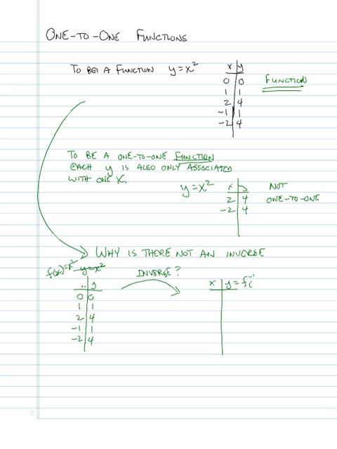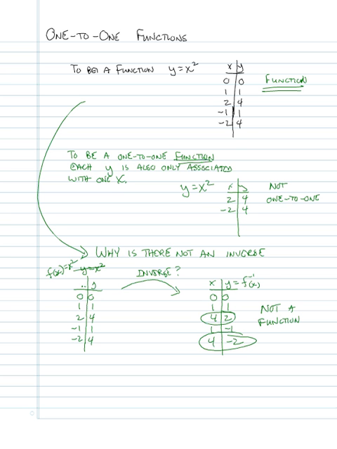If we had an inverse, each of the points would be reversed, wouldn't it? So (0, 0), (1, 1), but then we'd have (4, 2), and then (1, -1), and then (4, -2). Now the problem is, look at the x value 4, for instance. The x value 4 is associated with a 2, and it's also associated with a negative 2, and this is not a function.